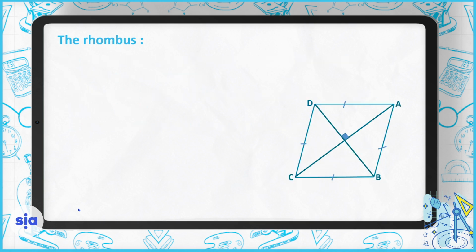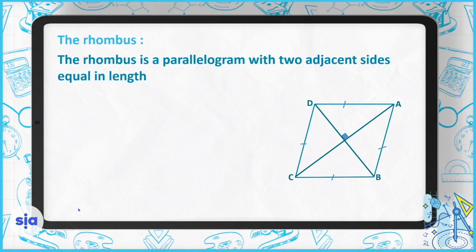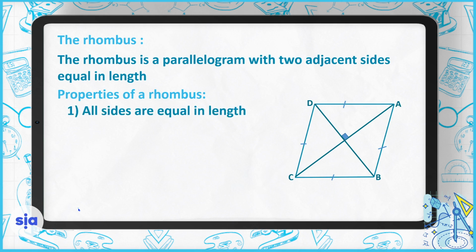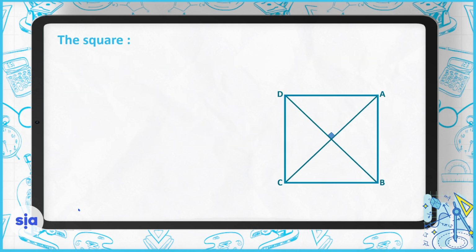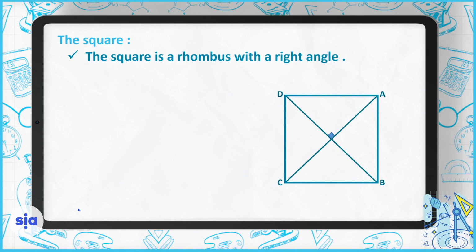The second special case is the rhombus. The rhombus is a parallelogram with two adjacent sides equal in length. Let's now go to the properties of a rhombus. In the rhombus, all sides are equal in length, the diagonals are perpendicular to each other, and they also bisect the vertex.